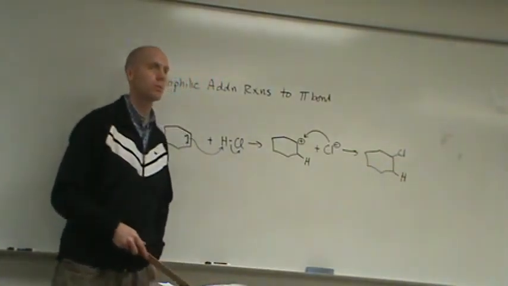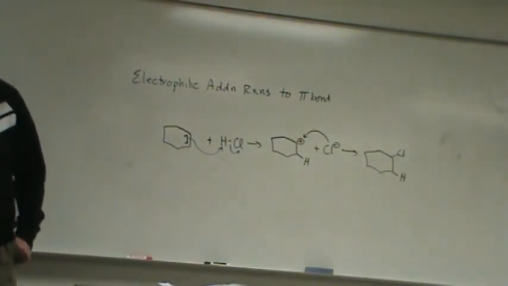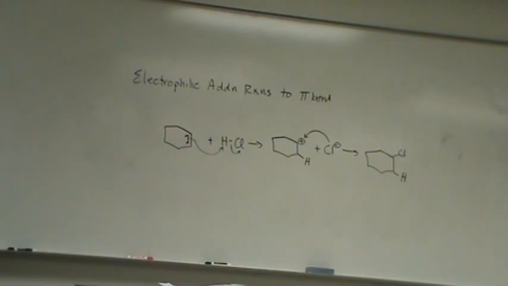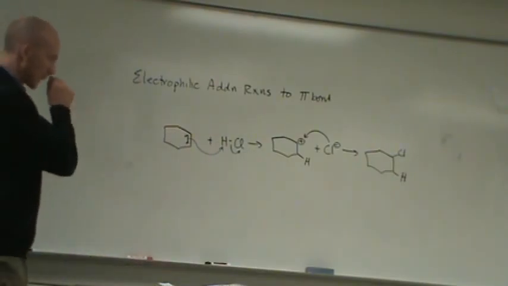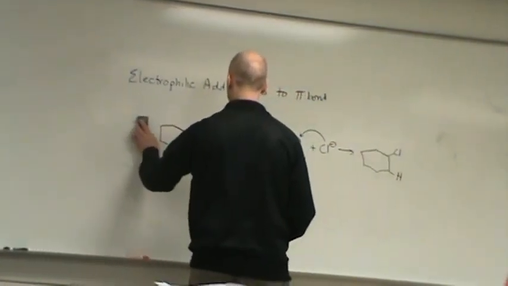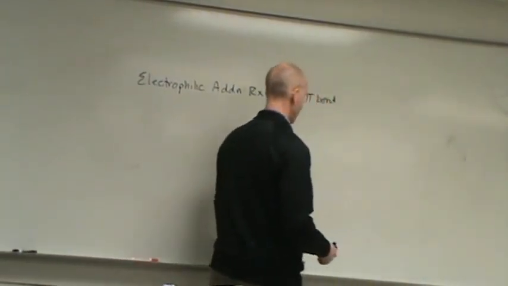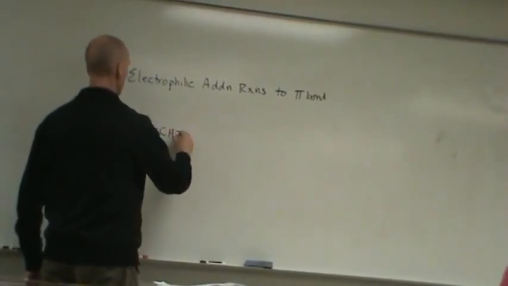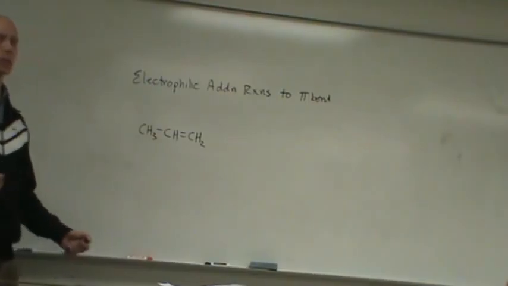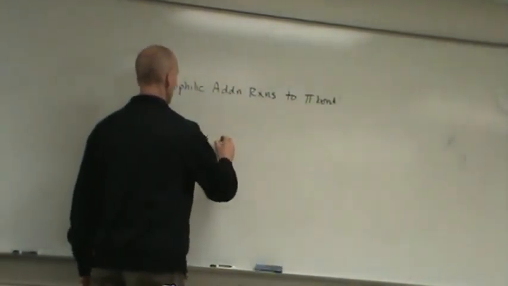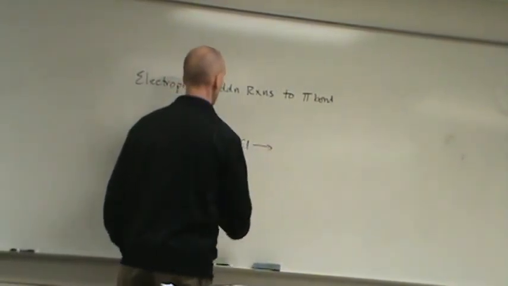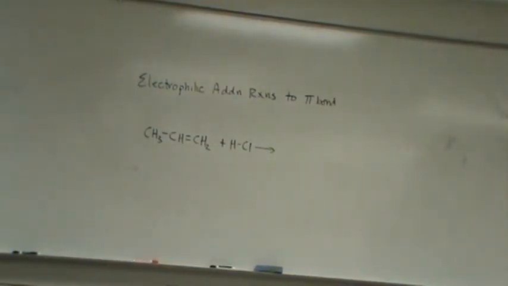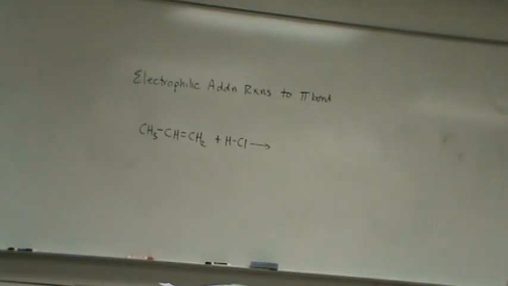Any questions on that? So you can see it doesn't matter if the chlorine went down here, it would still be called chlorocyclohexane. Remember, same name means same molecule. Any questions on that? Okay. Well, let's look at another one of these reactions. These are pretty simple. This time let's look at this alkene, and react that with HCl.